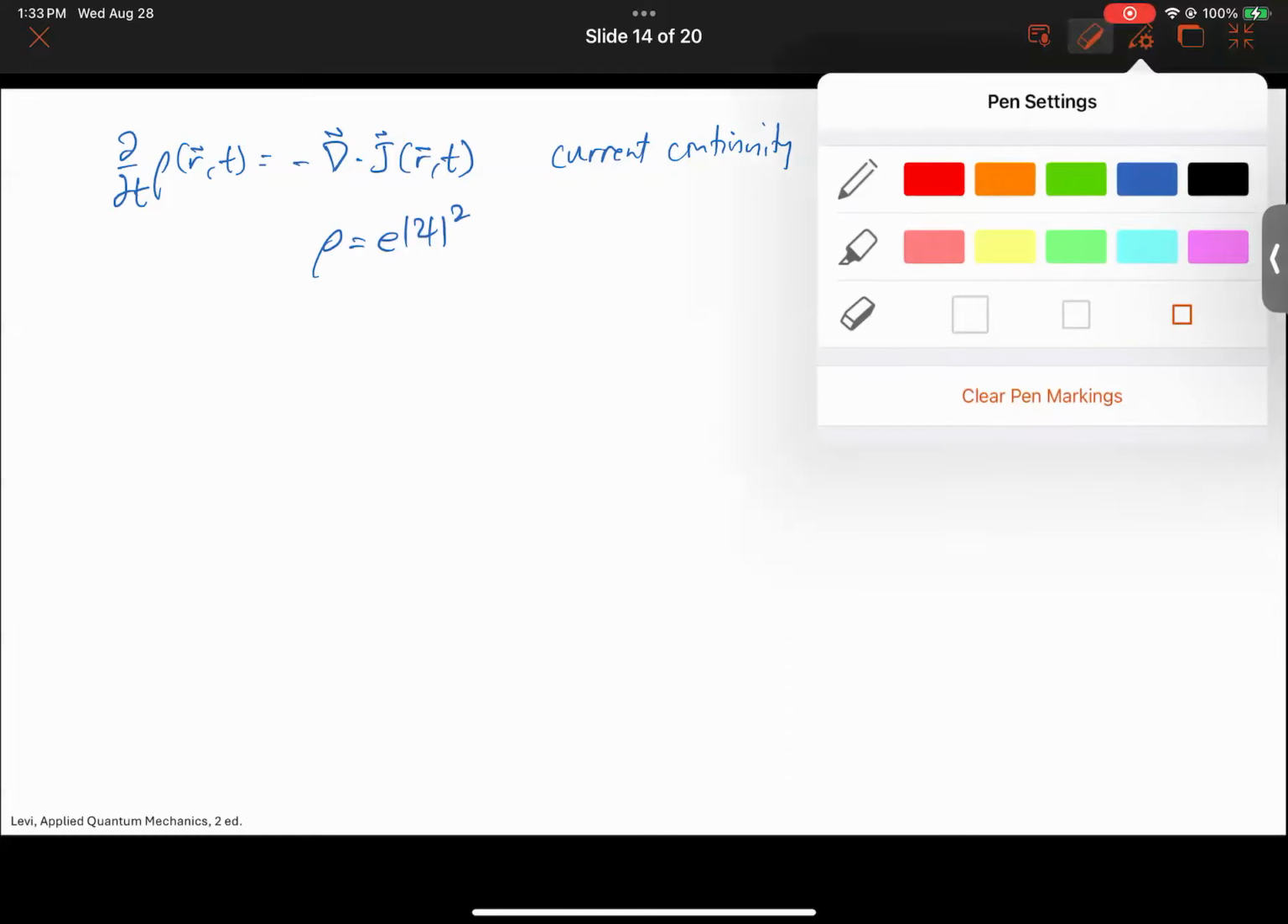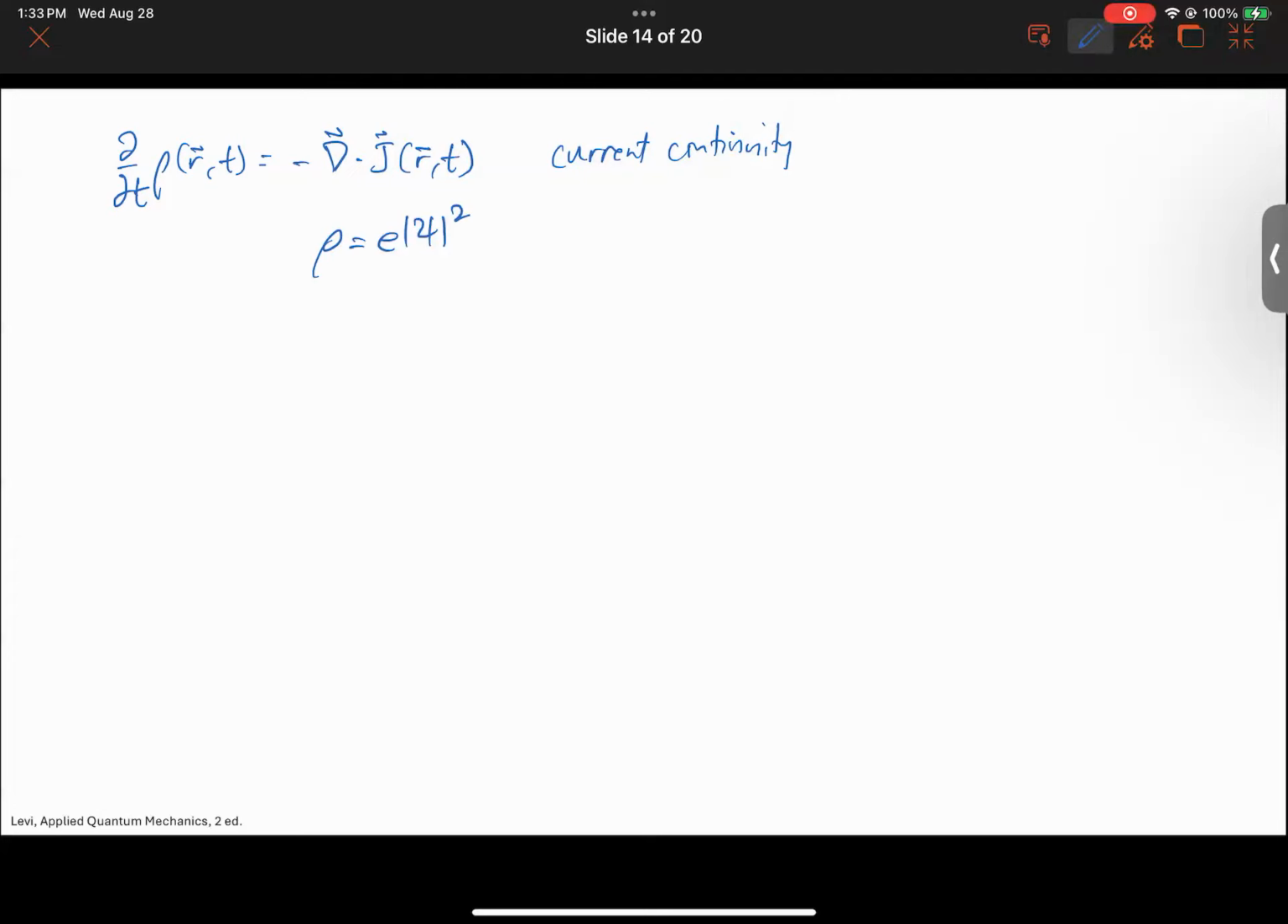In quantum mechanics, yung charge density niyan is equal to E times yung probability na makita yung particle. So this is the probability, and you multiply that probability to the charge to get the charge density.